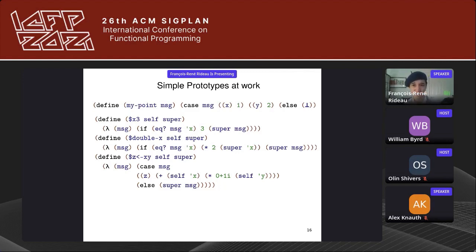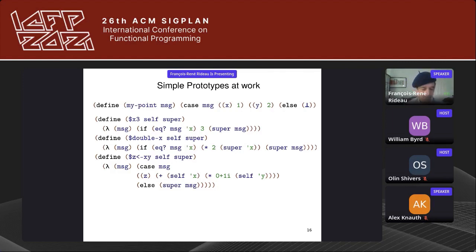Here is another prototype that is double X. What does double X do? It takes the message. If the message is X, it asks the super, what is your X? And then it multiplies that by 2. So we can inherit a value from the super and modify it. And otherwise, we use the default, super message. We pass along the message, we pass along the buck.